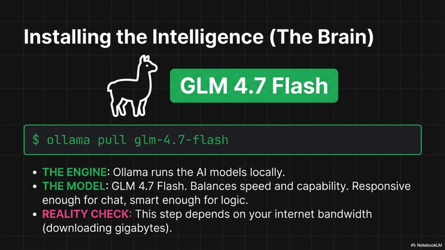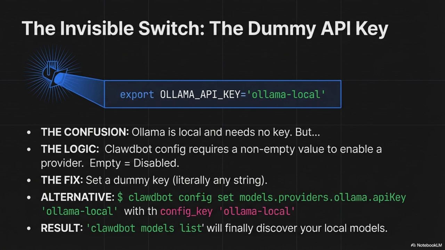But nobody's home. We don't have a brain yet. Right. We need the intelligence. This brings us to the integration phase. We need to install Ollama and pull a local model. We mentioned Ollama earlier. This is the engine that runs the AI models. Yes. And the guide specifically recommends pulling the GLM 4.7 Flash model.